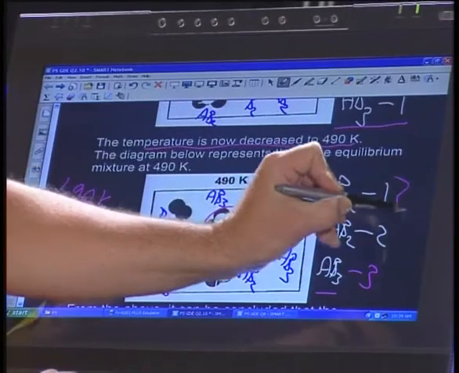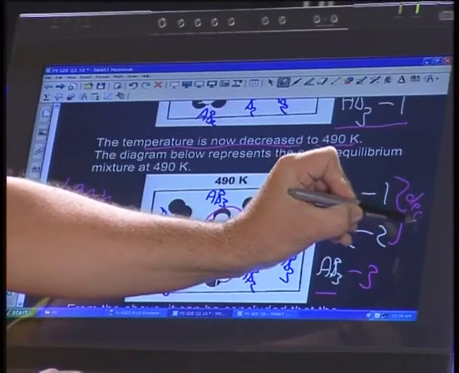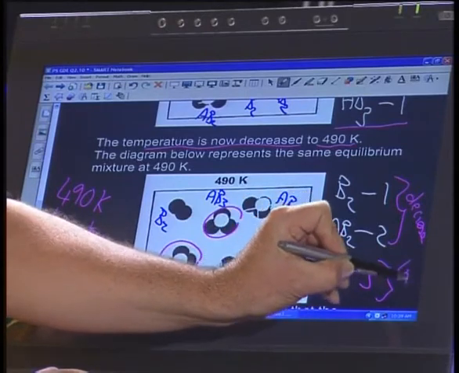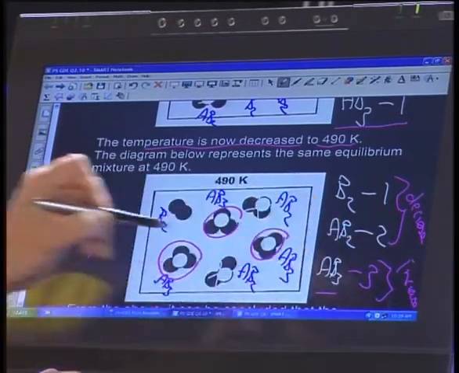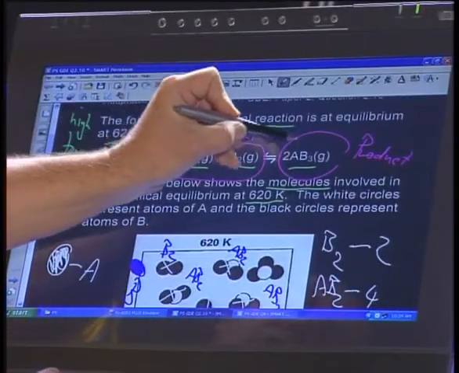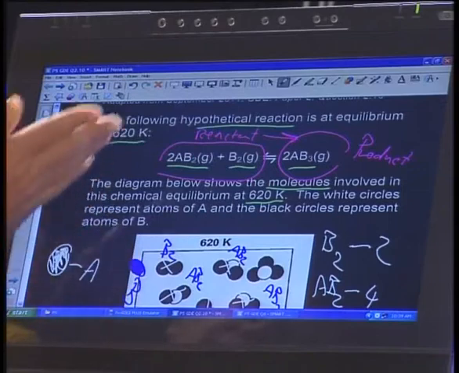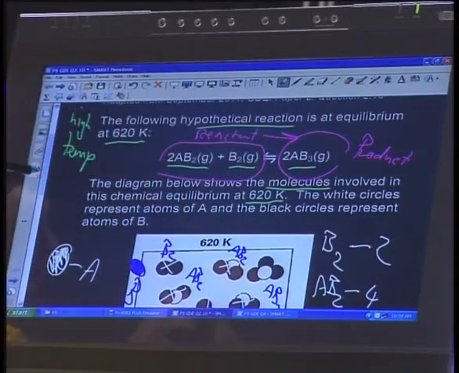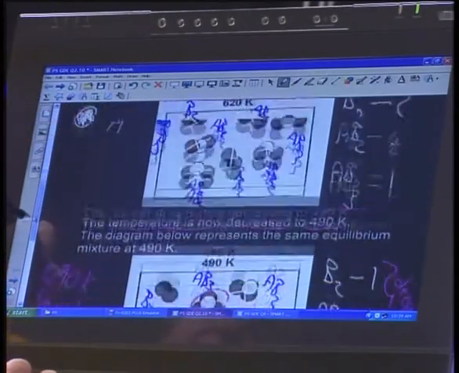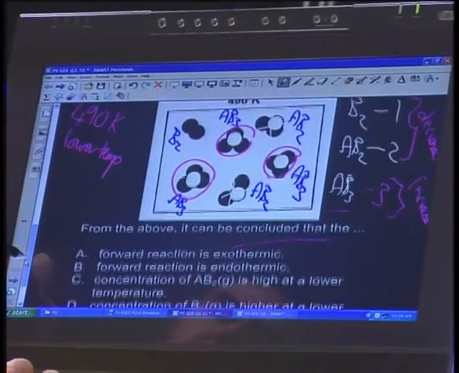So this is decreased, decreased, and this is increased. There's been an increase. So what is that telling us? If we look at the reaction over here, it tells us that the forward reaction has been favored and the reverse reaction hasn't been. It's reached new equilibrium with more product than reactant. The forward reaction has been favored.